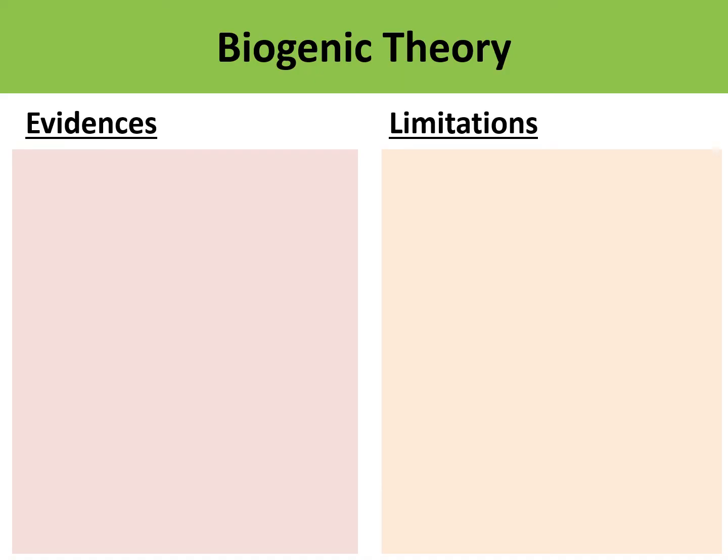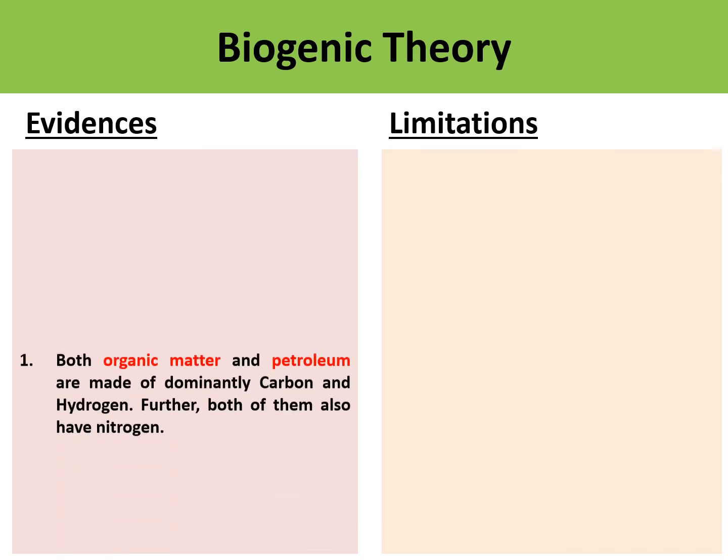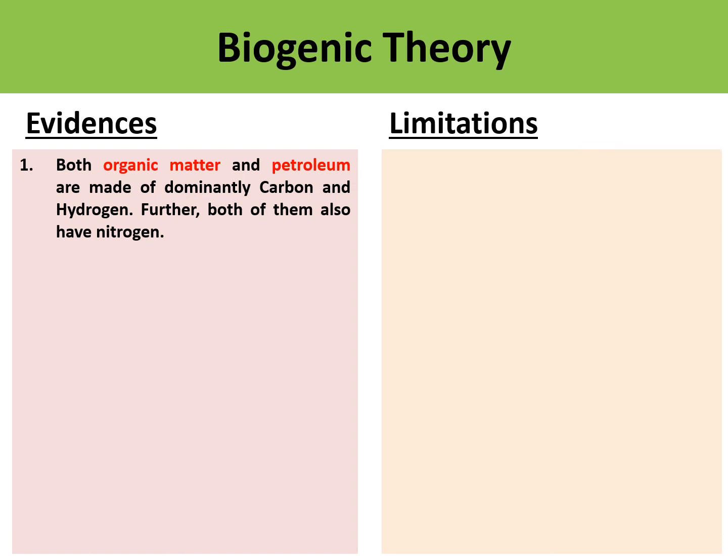Next, the biogenic theory. We have six pieces of evidence that support this theory and make it more reliable than the abiogenic theory. First, both organic matter and petroleum are made dominantly of carbon and hydrogen atoms, and both of them also have nitrogen.